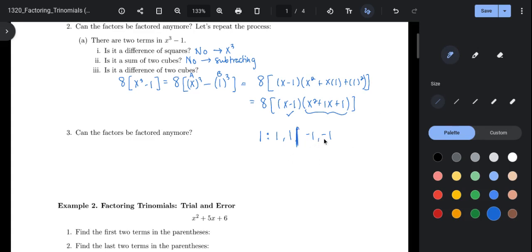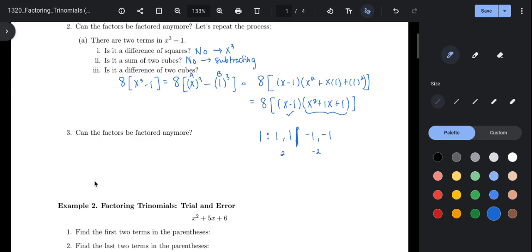Now, if we also have to have that the sum of our factors is equal to the coefficient of x, which is 1. But if I add 1 and 1, I get 2. And if I add -1 and -1, I get -2. So neither one of these is going to satisfy both of those things at the same time. They're not going to be both a product that gets us 1 and a sum that gets us 1. So because of that, we're done. There are no other possible ways for us to factor out that x squared plus x plus 1 factor.